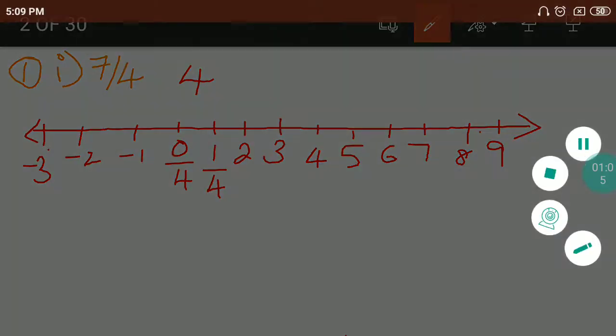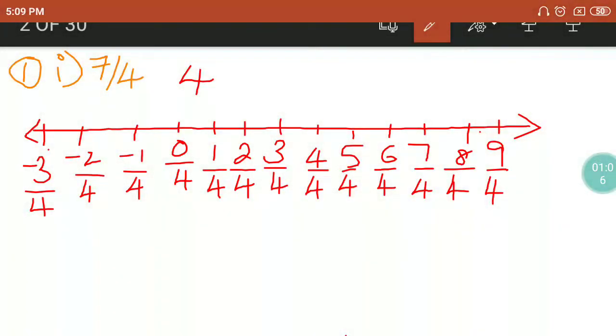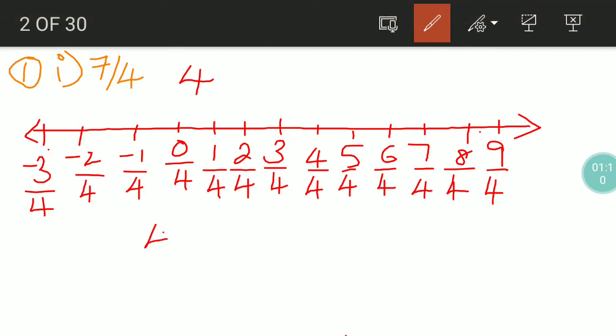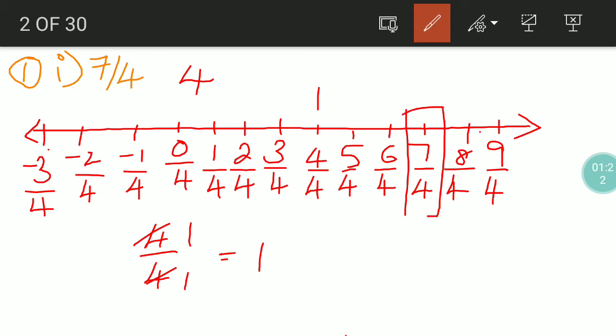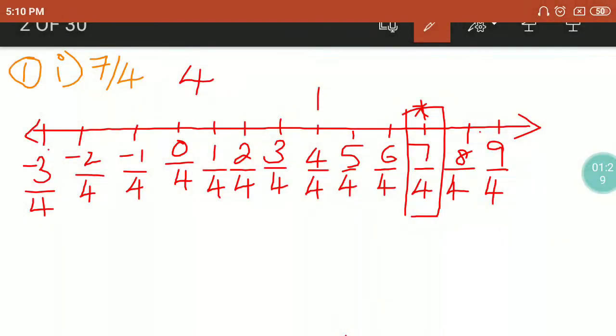Let's do it. So this is done. Now here you can see 4 by 4. So what is the value of 4 by 4? 4 ones are 4, so 1 is the value, right? So at this point you can just put 1. Now where is 7 by 4 here? This is 7 by 4. Box it, and if required, star it also. Okay, so this is the answer.